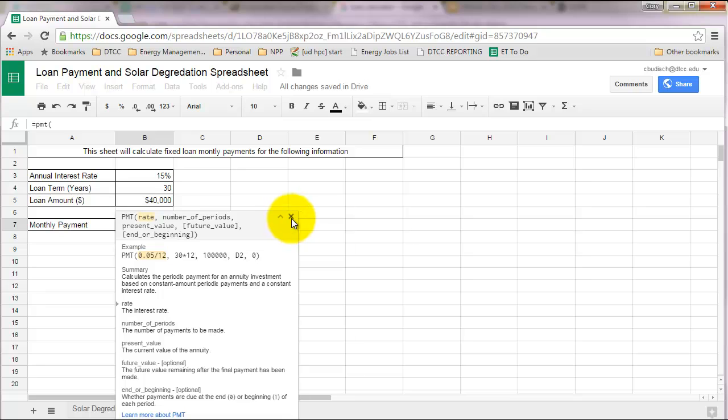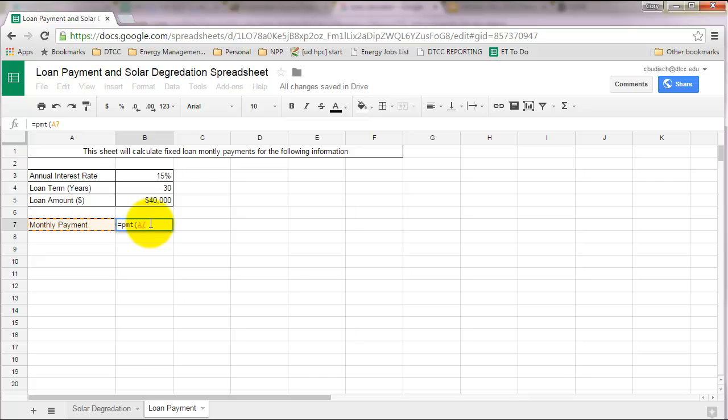Let's talk a little bit about this before we actually go over it. Our loan is going to have a 15% annual interest rate up here. The loan term is going to be 30 years, and the loan amount is going to be $40,000. But the big thing is that we want this loan to have monthly payments. So even though the loan term is in years and there's an annual interest rate, we need to convert that so it's monthly payments. The rate needs to be a monthly rate.